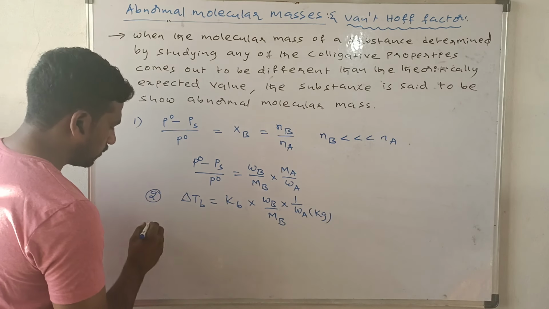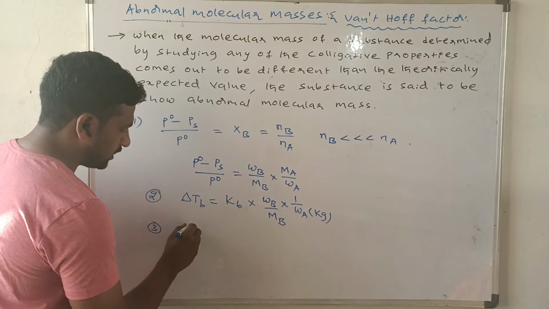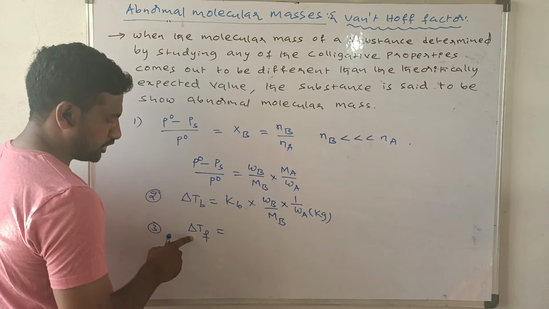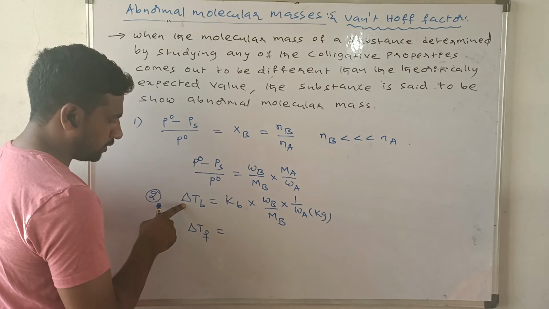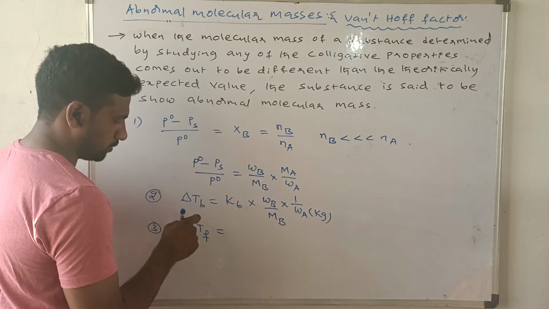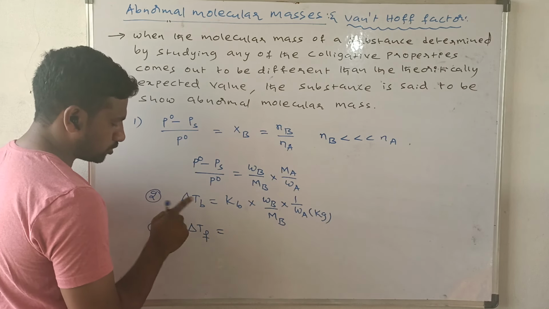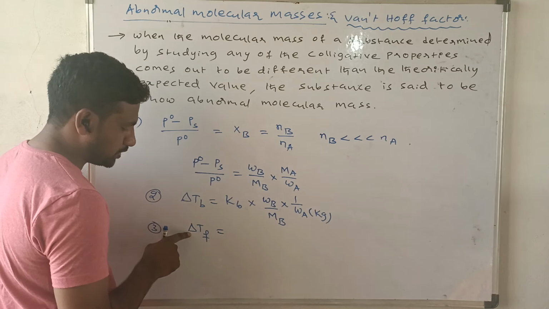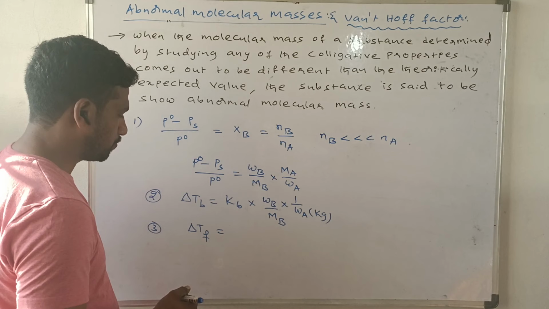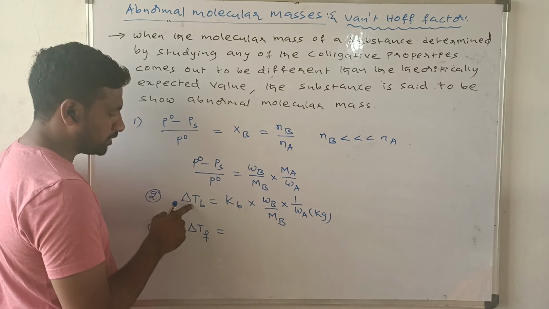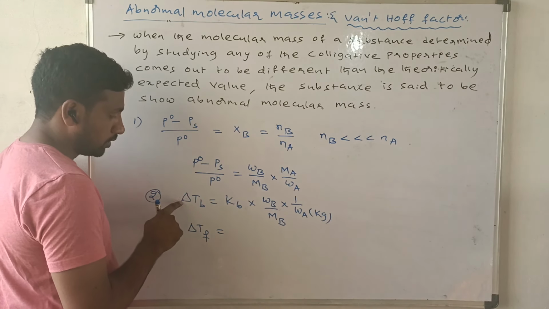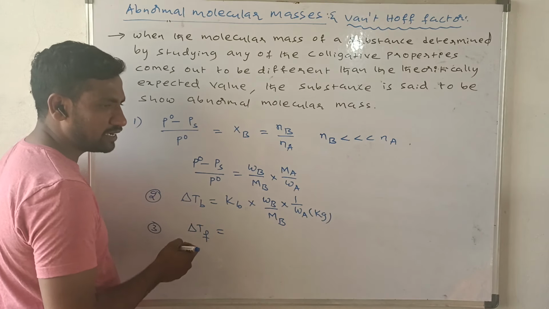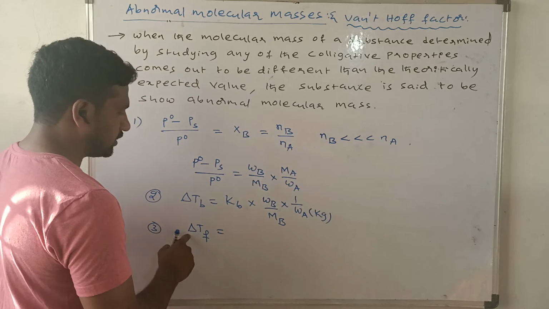In the same way we can write Delta Tf. Delta Tb means elevation in the boiling point. Delta Tf means depression in the freezing point. Once again I am repeating: Delta Tb means elevation in the boiling point, and Delta Tf means depression in the freezing point.